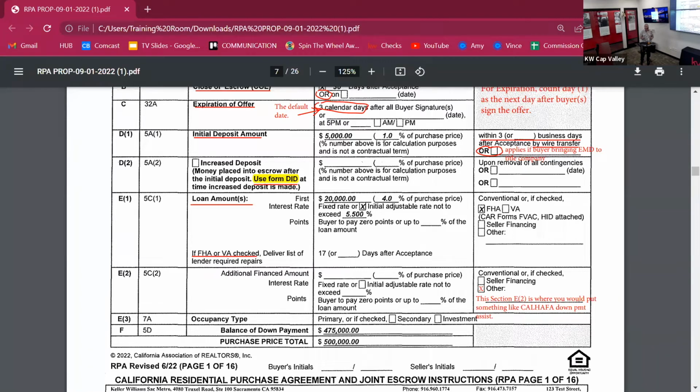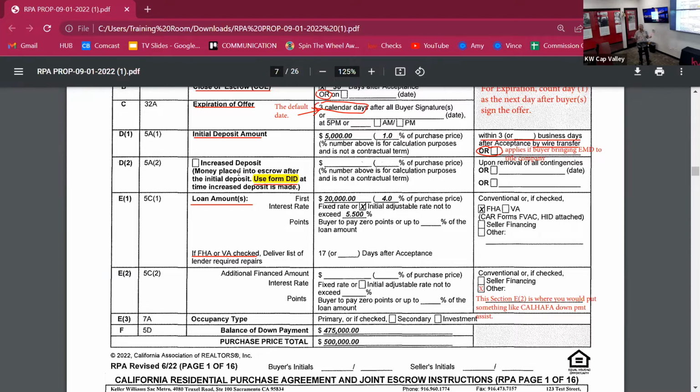So it's not a good thing, which is why the contracts were designed to state that within 3 days, or blank, you can enter a different number of business days after acceptance, by wire transfer, the buyer is going to send the earnest money deposit. The wire takes it totally out of our hands, which is the way we want it. I'm going to mention this really quickly: increased deposit. You won't normally see an increased deposit. The way this will typically come up.